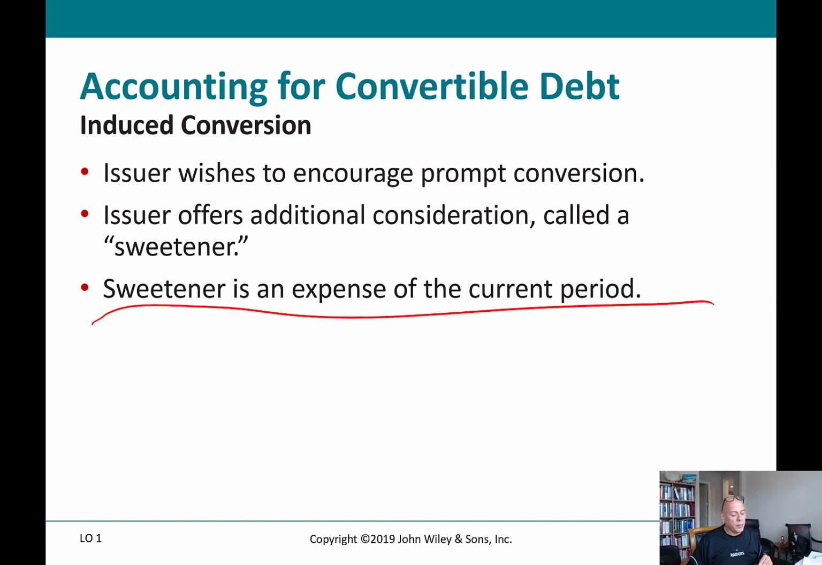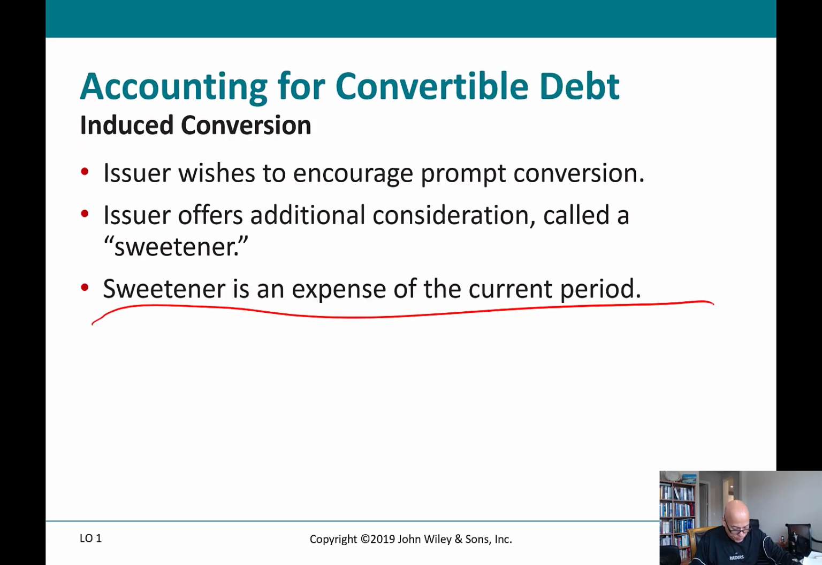Well, that sweetener is going to be treated as an expense because it really does relate to a transaction that happens in this period, and there is no more future economic benefit under the definition of an asset that would cause that to be recognized as an asset when we pay that sweetener, so it is simply expensed. Okay, that's the rule from FASB there.